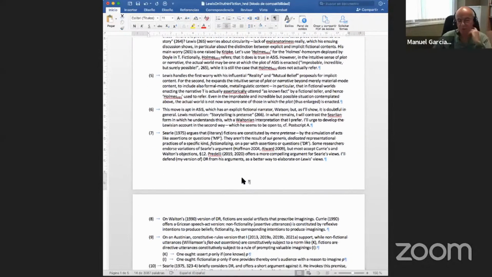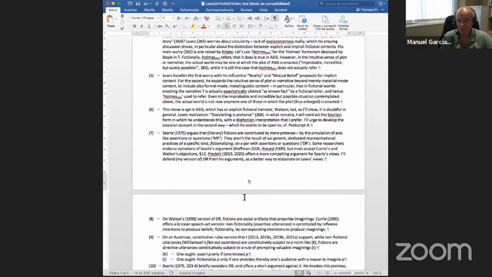This move by Lewis is apt for this fiction, A Study in Scarlet, because this fiction has an explicit fictional narrator, Watson. However, it's doubtful that it works in general. And this is what I will be focusing on in this presentation. What we need to properly confront these issues, so we are assuming that fictions have contents and paratextual uses try to get at them.